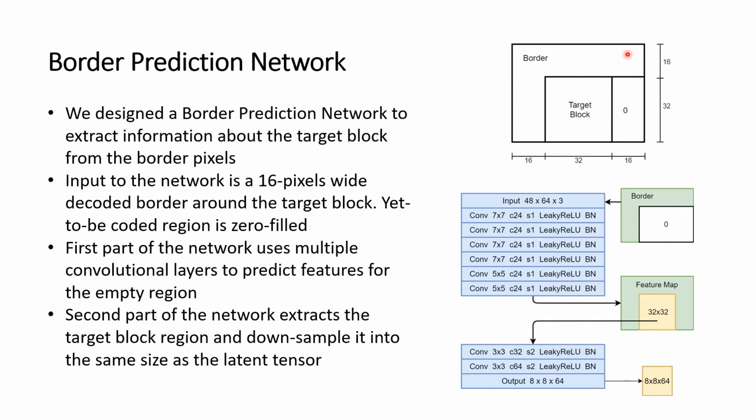have not been coded. We designed a border prediction network to extract features from the decoded border. The first part of the network uses multiple convolution layers to predict features for the empty regions, and we selected the kernel size to be large such that the receptive field covers the entire target region. And from this predicted feature map, we use the second part of the network to go through two more strided convolutions to downsample it to the same size as the latent tensor.